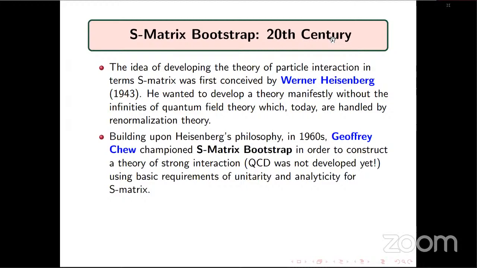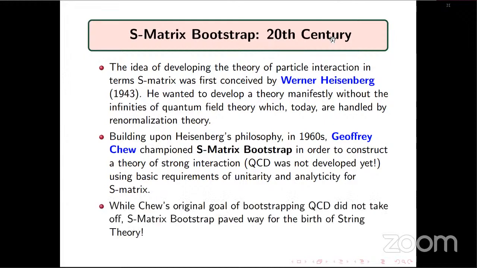Building upon his philosophy, in the 1960s Geoffrey Chew championed the S-matrix bootstrap in order to construct a theory of strong interaction. At that time QCD was not developed yet. He used the basic requirements of unitarity and analyticity for the S-matrix, because from an experimentalist's point of view, the S-matrix is the observable, not the field. While Chew's original goal of QCD did not take off, the old S-matrix bootstrap actually paved the way for the birth of string theory.